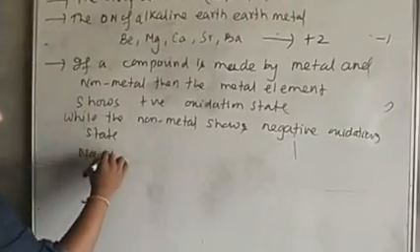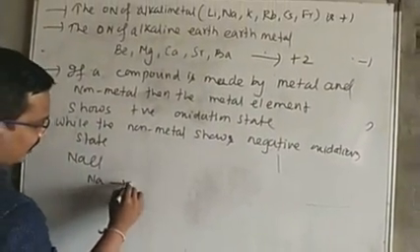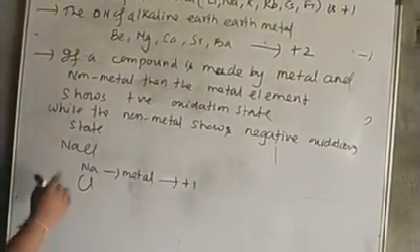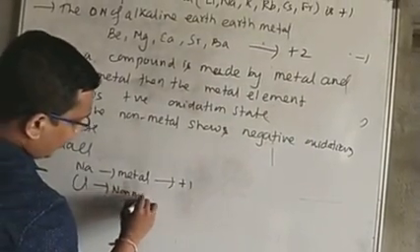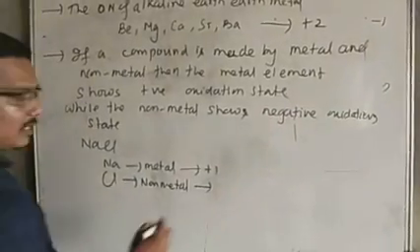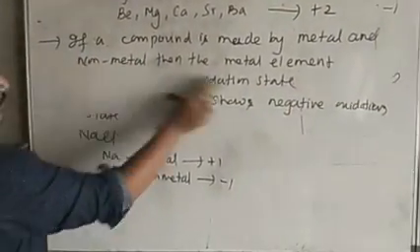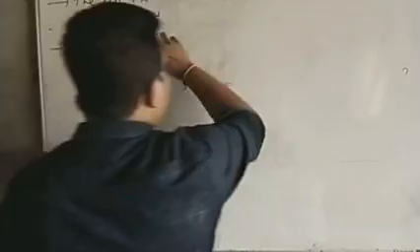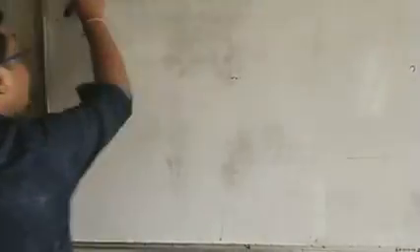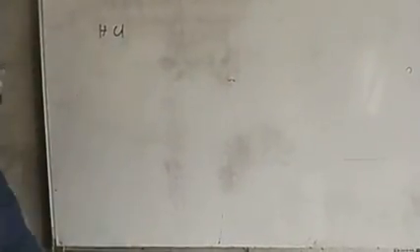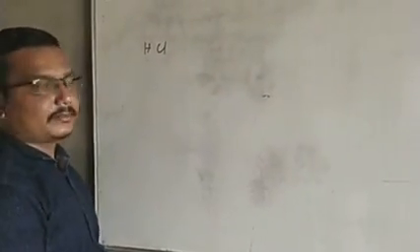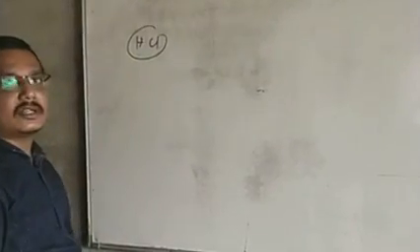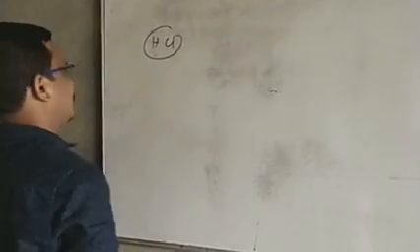Take the example NaCl. In NaCl, sodium is the metal and it has a positive oxidation state. We know very well, +1. In NaCl, chlorine is the non-metal and it has a negative oxidation state, -1. Next rule: many compounds are also made by only non-metal elements. For example, HCl. Here hydrogen is a non-metal, chlorine is also a non-metal. In this case, which one must show the positive oxidation state and which one the negative oxidation state?